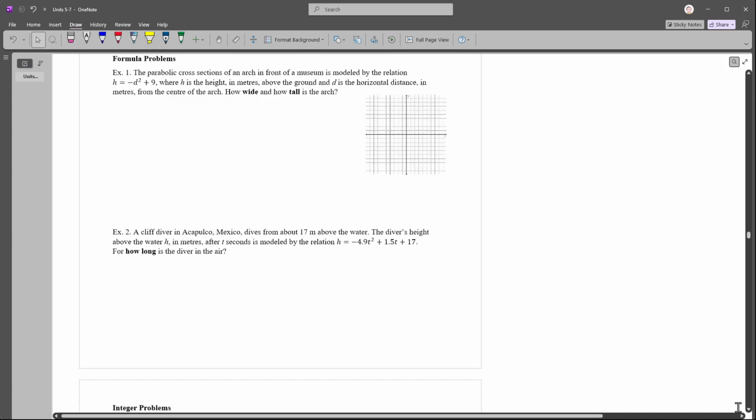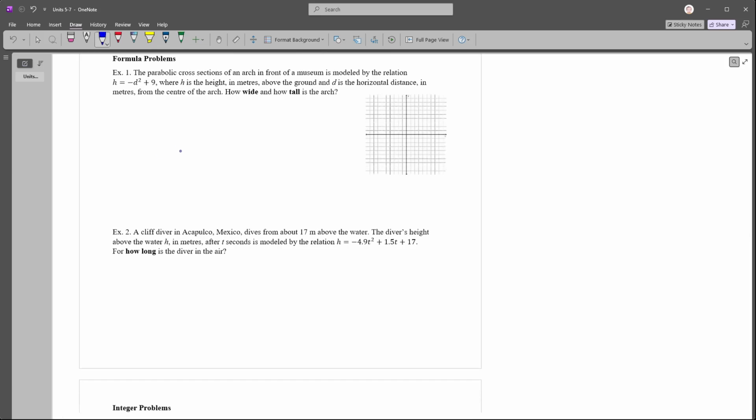So we're going to start off with formula problems. Formula problems are where we already have an equation. We're trying to solve something from there. So in this case, the parabolic cross-section of an arch in front of a museum. What that basically means is you're looking at the museum and maybe there's a big door and there's an arch that covers that door, and there's the door handles, that kind of thing. So that's what we're looking at, the arch here.